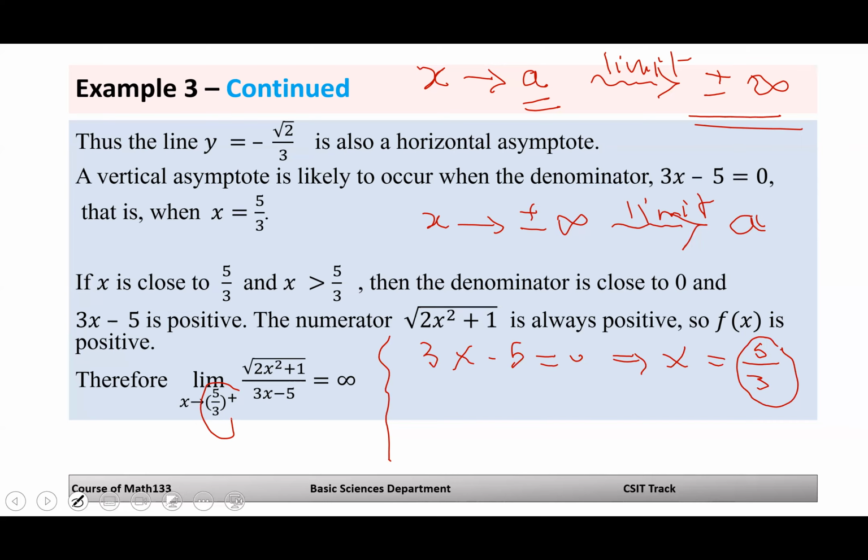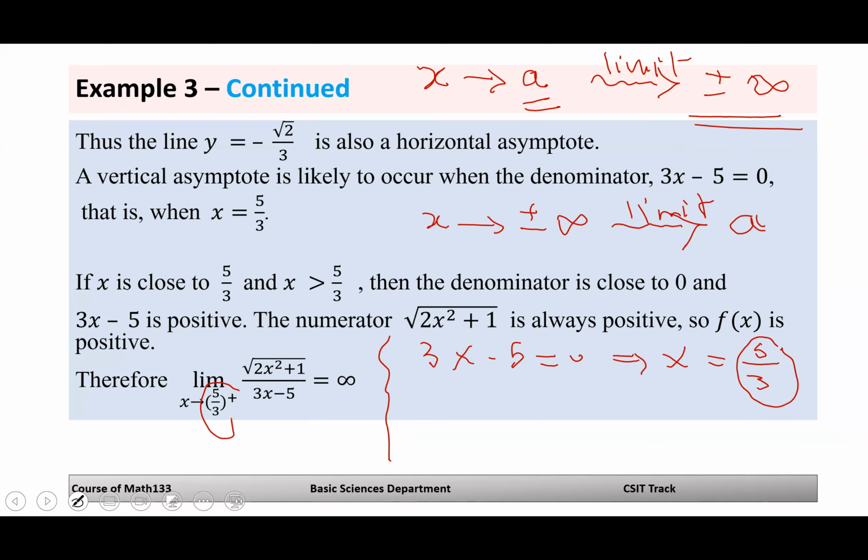It's not like the horizontal asymptote. Here, for the vertical, if you find it for a plus, then it is a vertical asymptote. If you find it for a minus, it is a vertical asymptote. If you find it for a itself, yes, it is a vertical asymptote. One of them is sufficient to conclude the vertical asymptote.